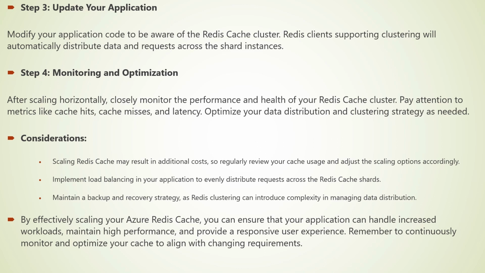Considerations. Scaling Redis cache may result in additional costs, so regularly review your cache usage and adjust the scaling options accordingly. Implement load balancing in your application to evenly distribute requests across the Redis cache shards. Maintain a backup and recovery strategy, as Redis clustering can introduce complexity in managing data distribution. By effectively scaling your Azure Redis Cache, you can ensure that your application can handle increased workloads, maintain high performance, and provide a responsive user experience. Remember to continuously monitor and optimize your cache to align with changing requirements.